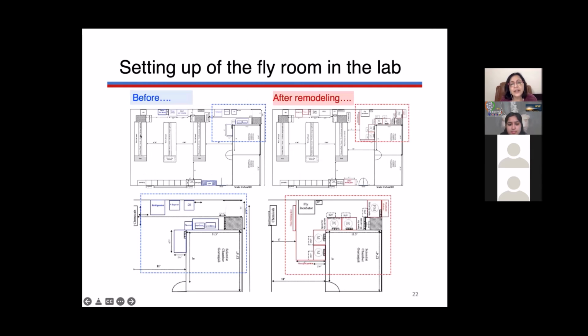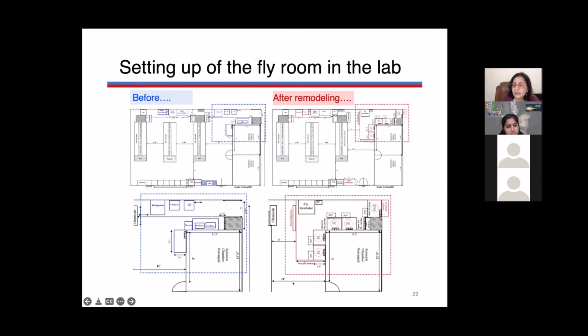So when I joined, I inherited a lab of Dr. Dinkar Solanki. He's a structural biologist, and my work required me to have a fly room in the lab. So this is how I first made a blueprint of the existing lab and tried to remodel one corner of the lab to make a fly room. This inset shows a small area in the lab that was being used for computer modeling, because it was a structural lab. And then I basically changed it to a microscopy room or a fly room, which has to be enclosed.